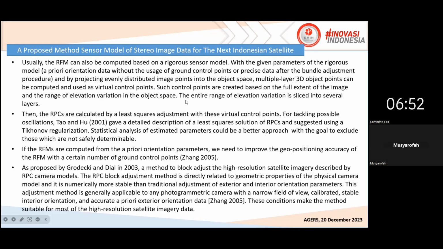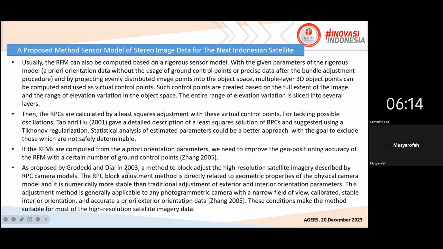Such control points are created based on the full extent of the image and the range of elevation variation in the object space. The entire range of elevation variation is sliced into several layers. Then the RPC are calculated by a least squares adjustment with these virtual control points. For tackling possible oscillation of the least squares solution, it is suggested to use Tikhonov regularization. Statistical analysis of estimated parameters could be a better approach, with the goal to exclude those which are not safely determinable. If the RFM is computed from the a priori orientation parameters, we need to improve the georeferencing accuracy of the RFM with a certain number of GCPs.